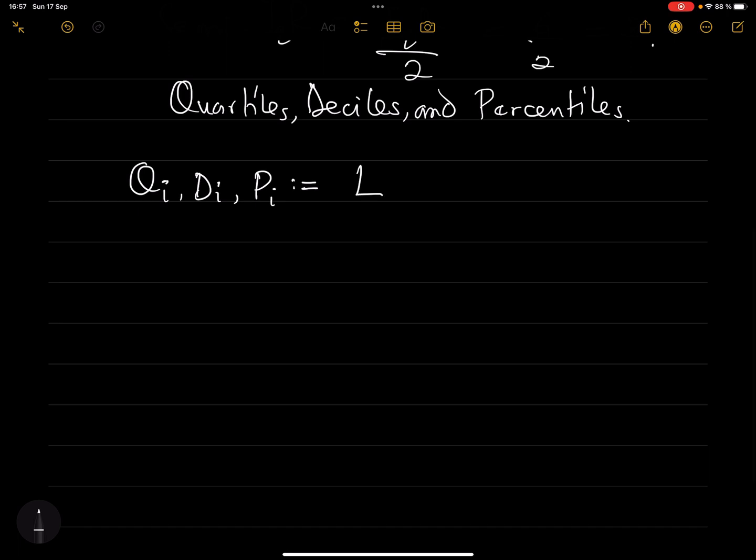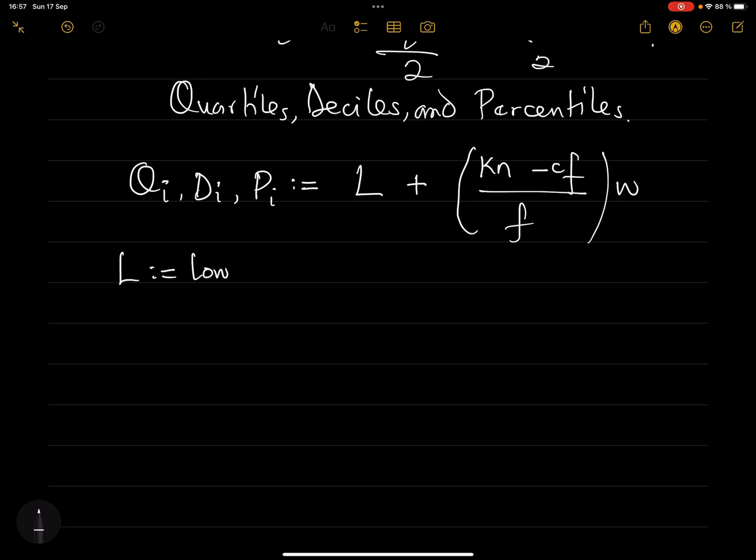So the general formula for computing the quartile, the decile, and the percentile all together is given by this: L plus, in bracket, kn minus CF, divided by F, multiplied by W. So what does L stand for? L is nothing but the lower class limit of the location of interest.